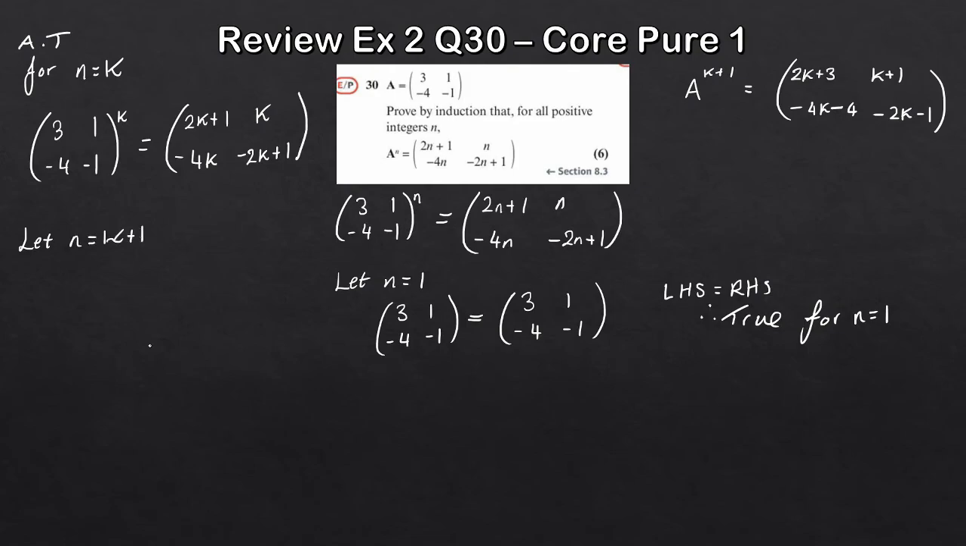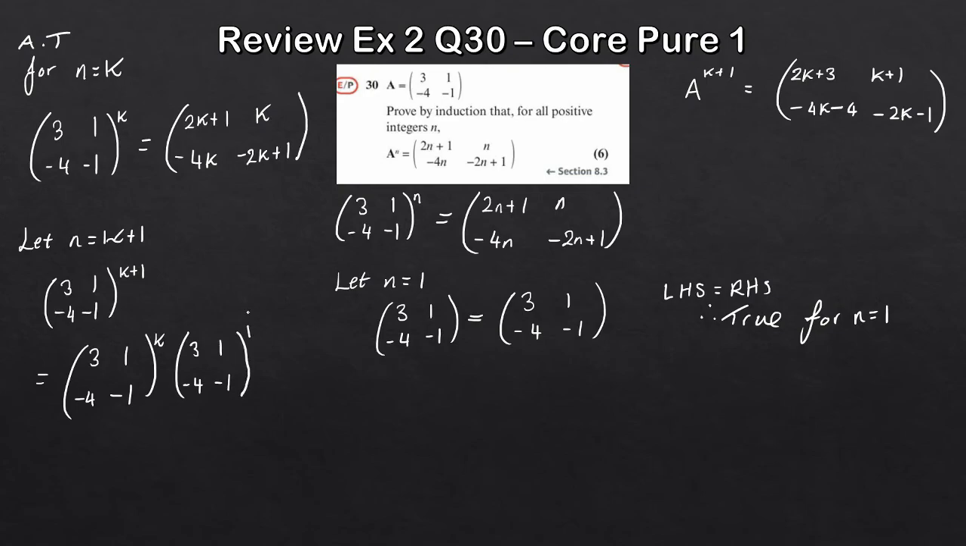So at this stage now we let n equal k plus 1. So we can rewrite this matrix here now, but in terms of k plus 1. So it's 3, 1, minus 4, minus 1, to the power of k plus 1. This is equal now, just again splitting this up by powers, to 3, 1, minus 4, minus 1 to the power of k, times by this matrix again, but to the power of 1 this time. So it should all hopefully be pretty standard, straightforward.